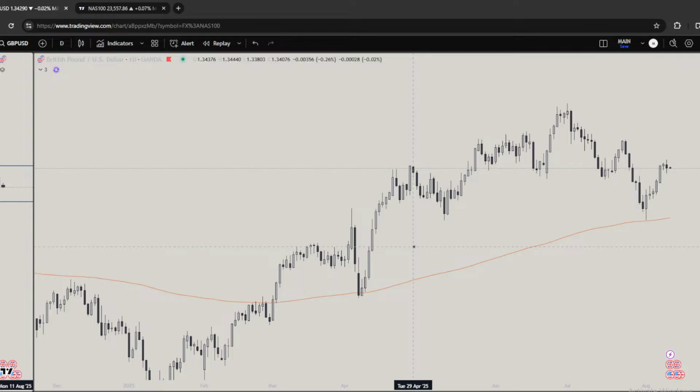There we go. Good trades on gold. Need gold to just keep pulling back.